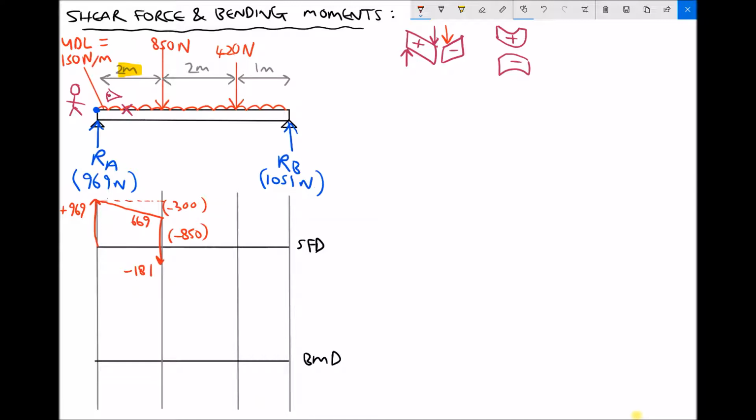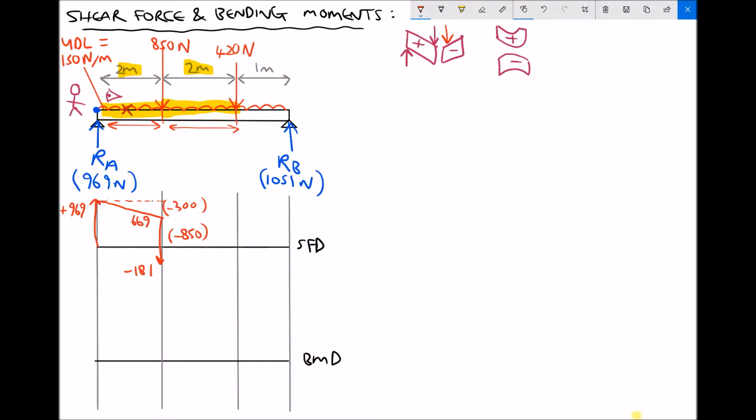Now here's the important thing. We've already evaluated this 2 metres worth of UDL. But as we move between the 850 Newton force and the 420 Newton force, we're going to traverse another 2 metres, and in doing so, we're going to pass another 2 metres worth of UDL. The easiest way to think of this is that we're chunking those sections of UDL down. So we've already evaluated the section of UDL on the left. Now we're going to evaluate the section of UDL in the middle here. So we have 2 metres worth to evaluate.